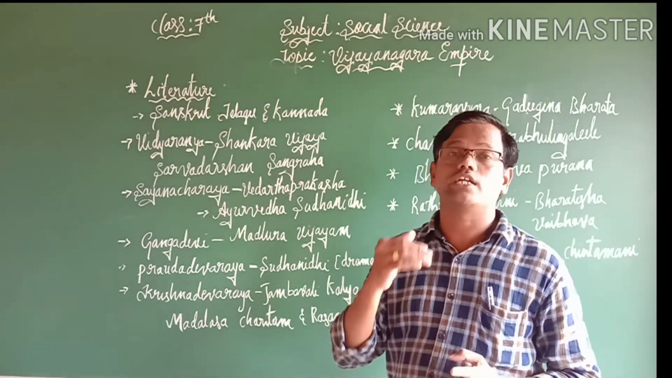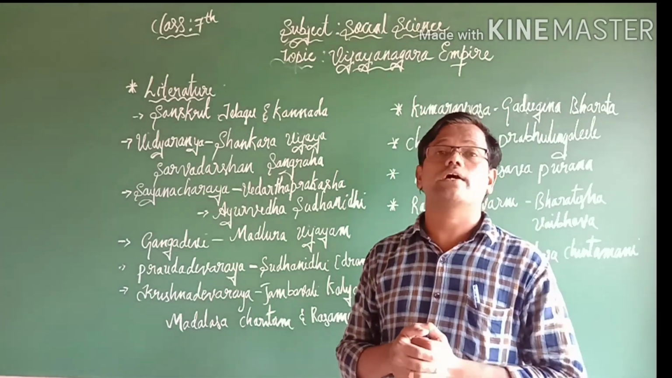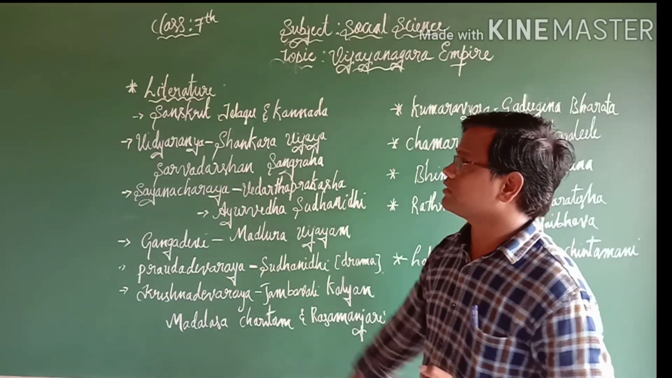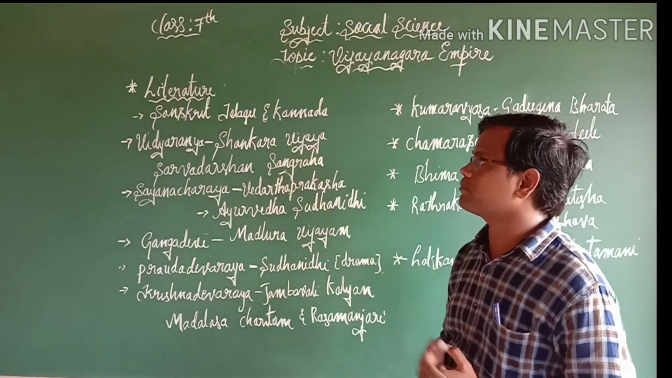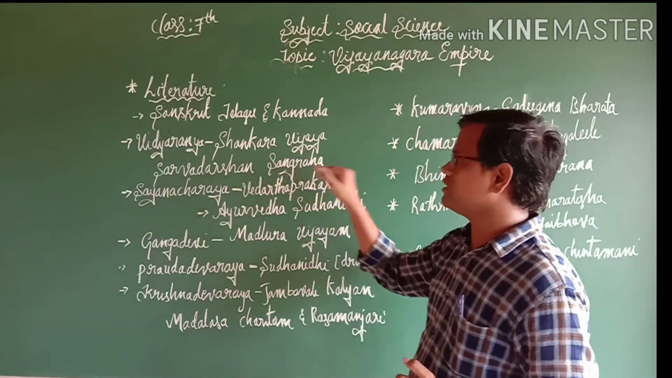They wrote different books. Let us discuss which were the important poets and books we can see during the period of Vijayanagara dynasty. The first one, Vidyaranya. Vidyaranya wrote 2 important books. The first one, Shankara Vijaya. The next one, Sarva Darshana Sangraha.